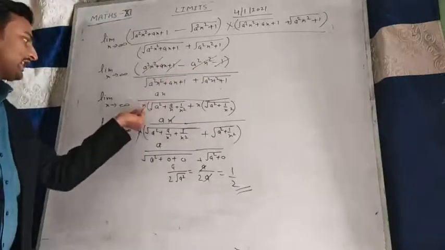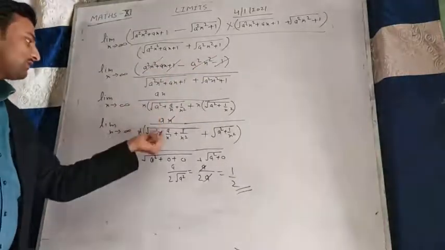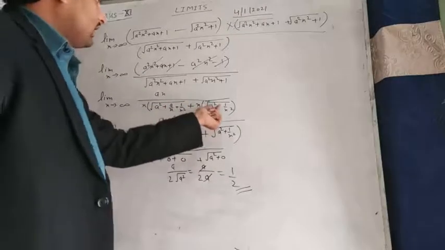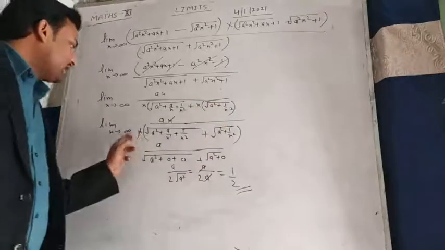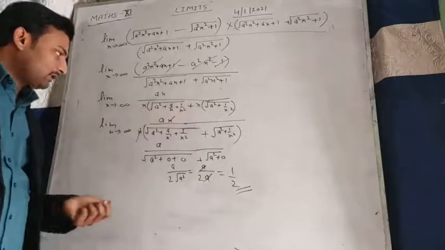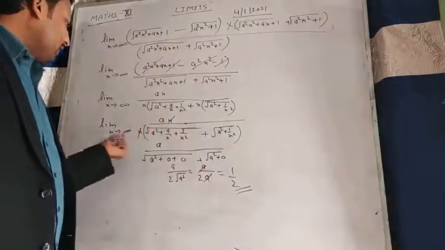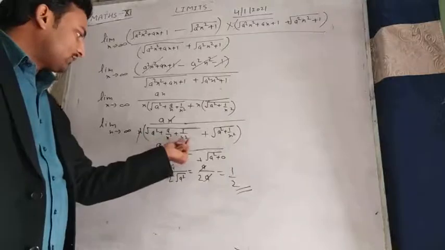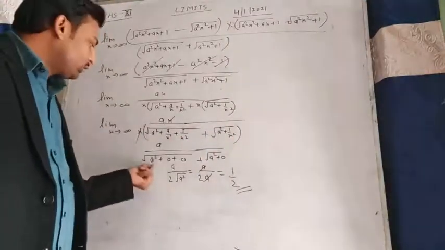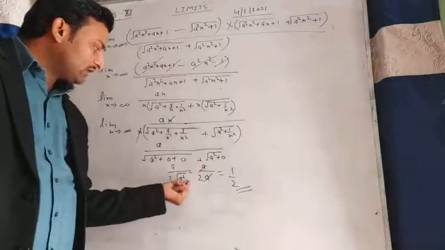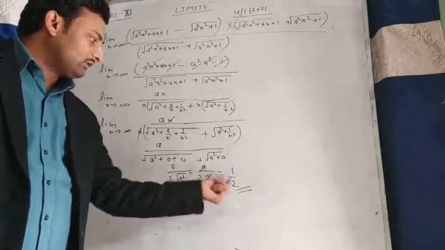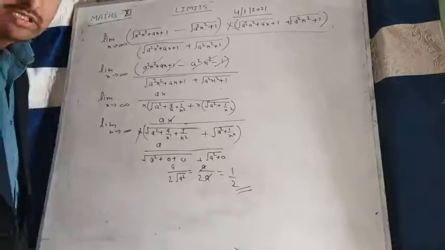And here we take x outside. So we get x times under root a square plus 1 by a by x plus 1 by x square, plus x times under root a square plus 1 by x square. And this x and x will reduce when we take x outside from the denominator. Now we put the limit here, this part will be 0, this part will be 0 and this part will be 0, and in the denominator we get root a square, it will be 2 root a square, so we get 2a students. So our result will be 1 by 2. I hope you understand students.